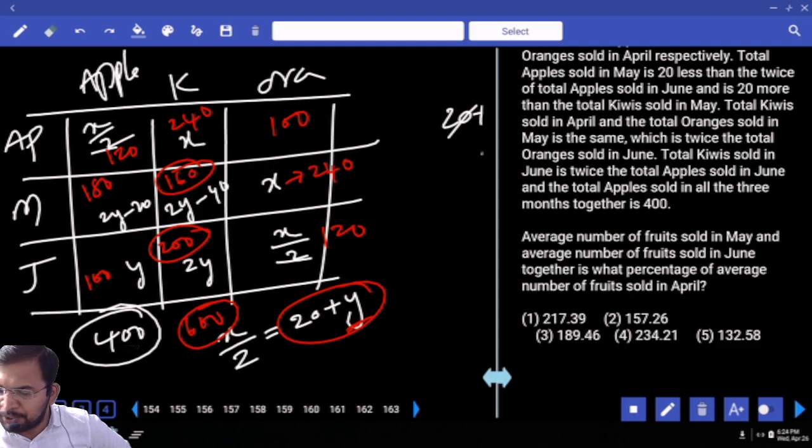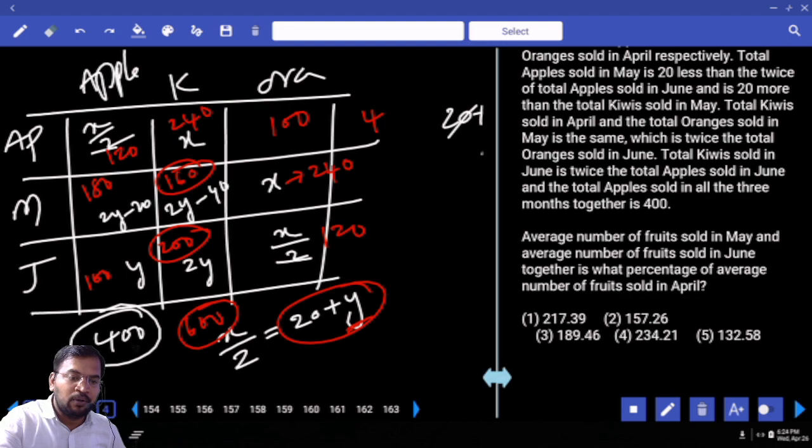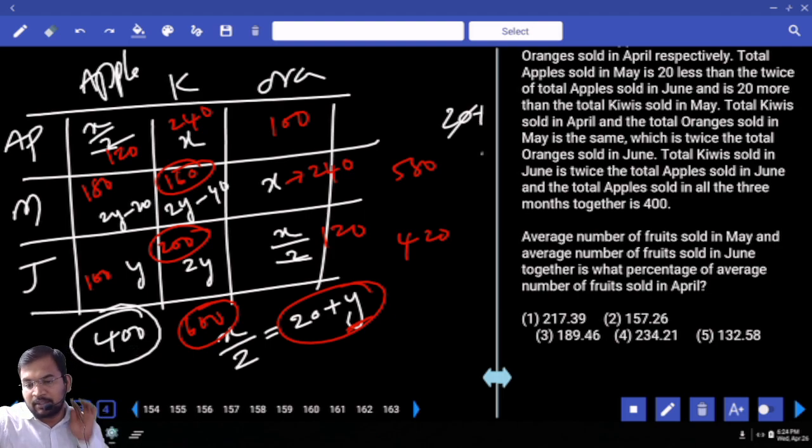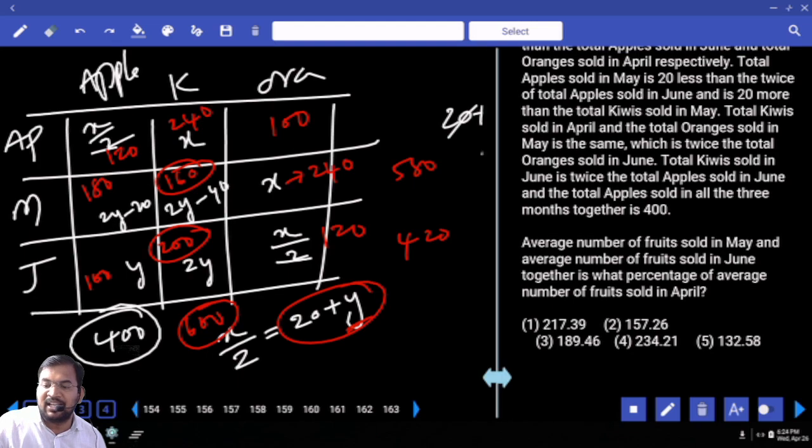Average number of fruits sold in June month is what? June. 100 to 300 to 400. 460, Nana. Which June month? Okay, June month. So June month is what? 420. So together is, they've given two together, na? Together is, don't calculate average, keep aside.